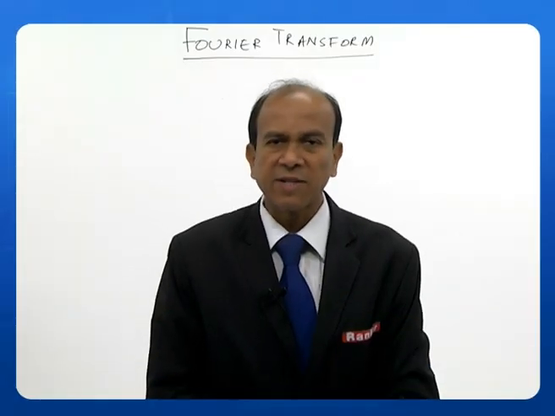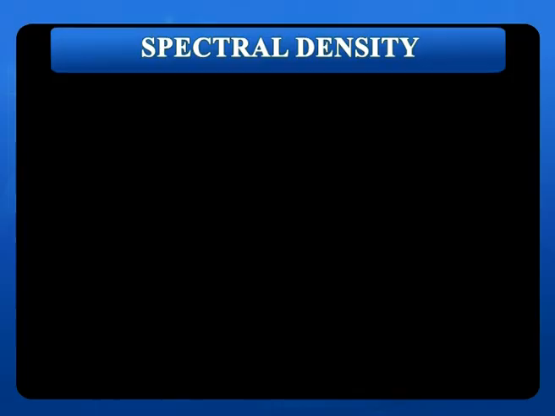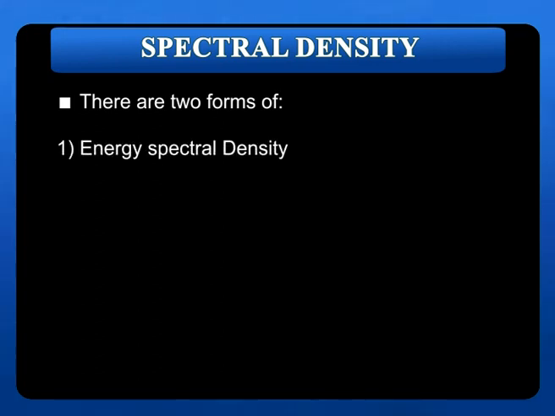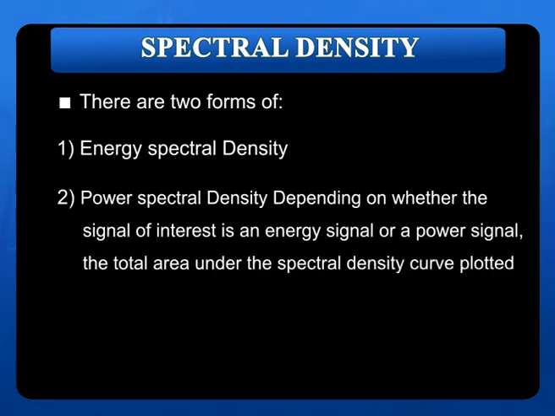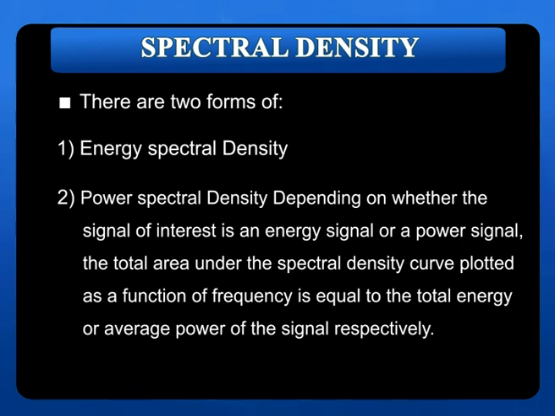Now let us look at spectral densities. There are two types of spectral densities. One is an energy spectral density, then there is a power spectral density. Depending on whether a signal of interest is an energy signal or a power signal, the total area under the spectral density curve plotted as a function of frequency is equal to the total energy or average power of the signal respectively. So let us understand this.